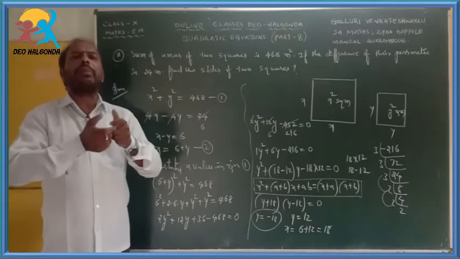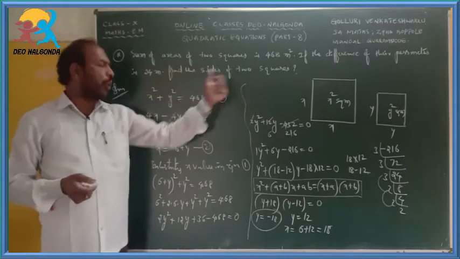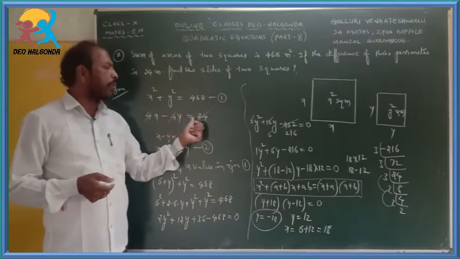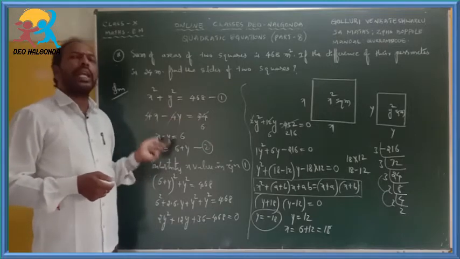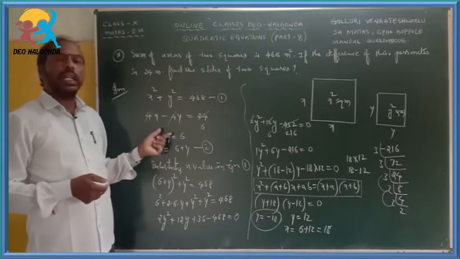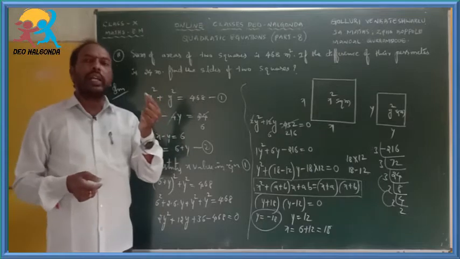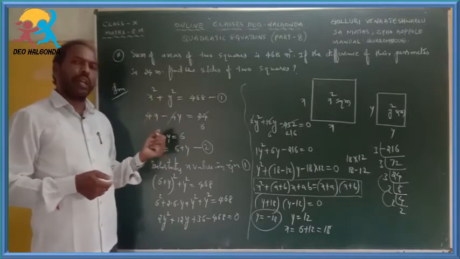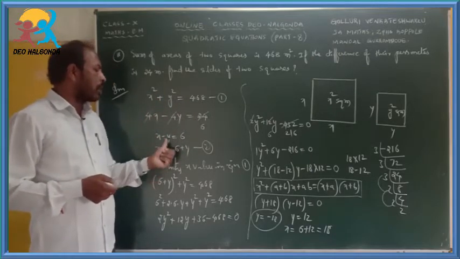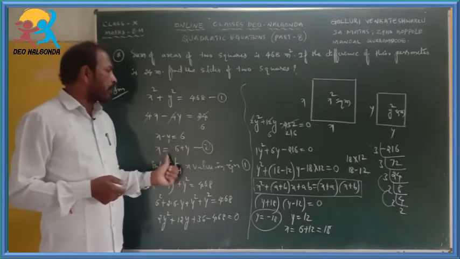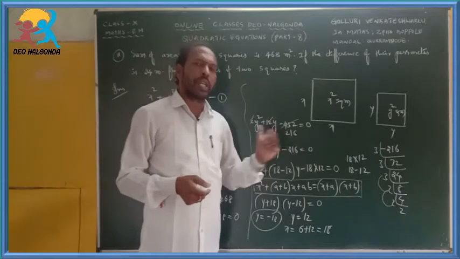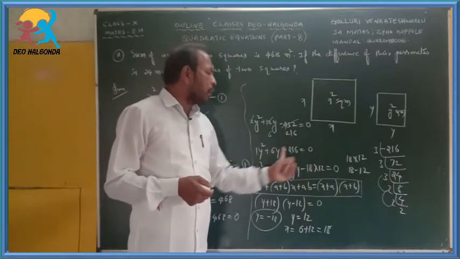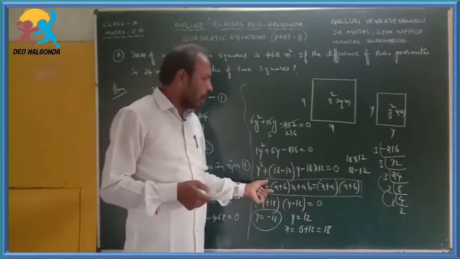Difference between their perimeters. Perimeter of a square formula is 4 into side. Here also 4 into side is equal to 24, so x minus y equal to 6. Eliminating one variable: to get the quadratic equation in a single variable, we need to eliminate any one of the variables. That's why x is equal to y plus 6. Substituting the x value in the first equation, we obtain a quadratic equation in terms of y by resolving into factors using this identity rule.